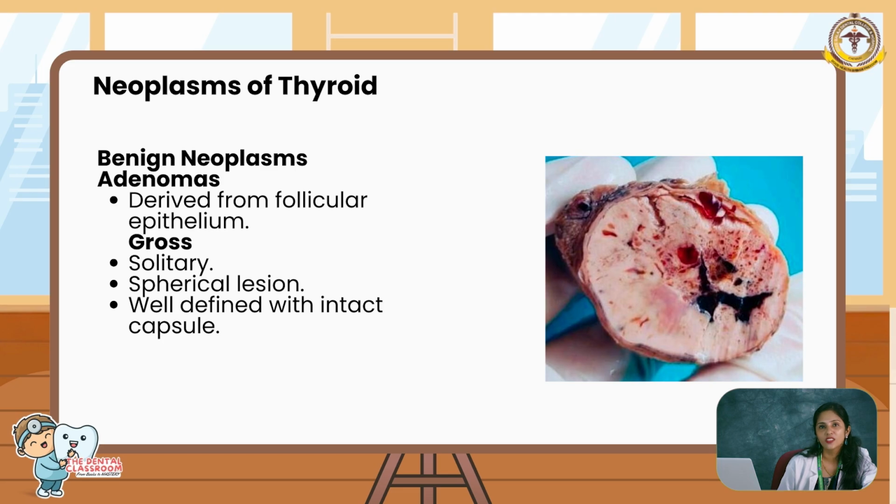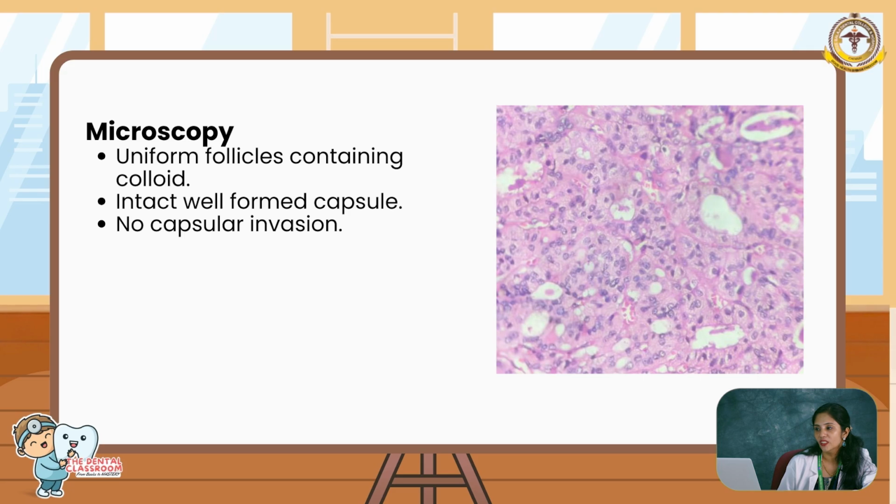Benign neoplasms, there are adenomas. So these adenomas are derived from follicular epithelium. Look at the gross image, how it looks. Solitary lesion, spherical, well defined with intact capsule. Microscopy, look at it. There are uniform follicles containing colloid, intact well formed capsule, no capsular invasion.